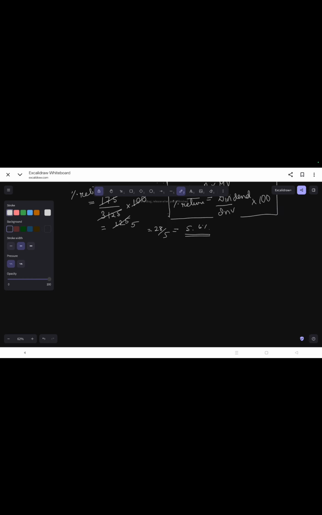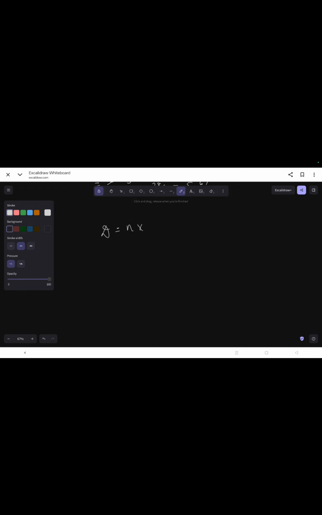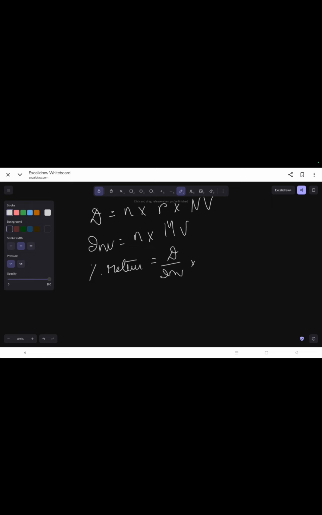So I have told three formulas. What are the three formulas? One is dividend equals N into rate percent into NV. Another one is investment equals N into MV. And another one is percentage return equals dividend by investment into 100, right? Have you understood? I think you understood now.